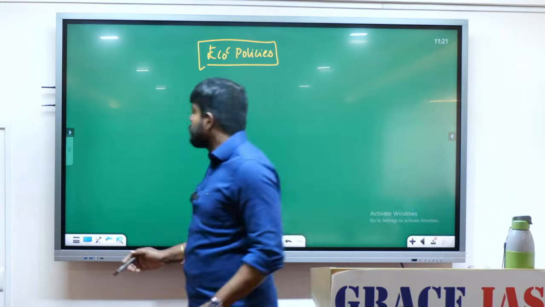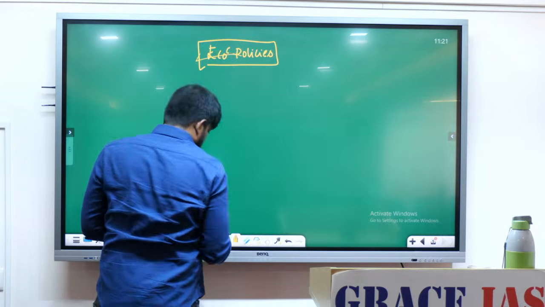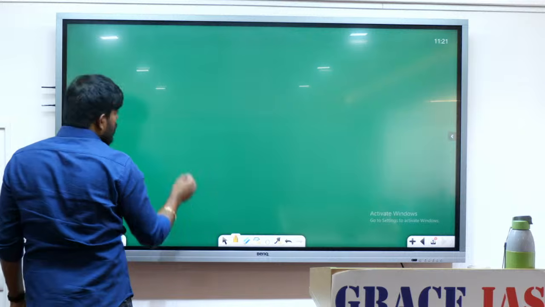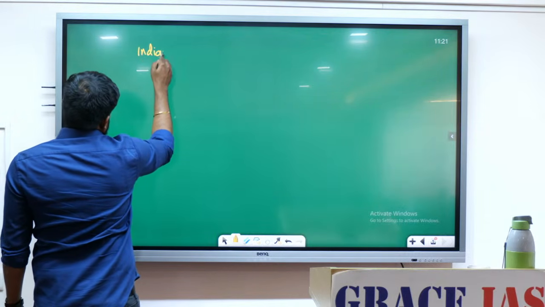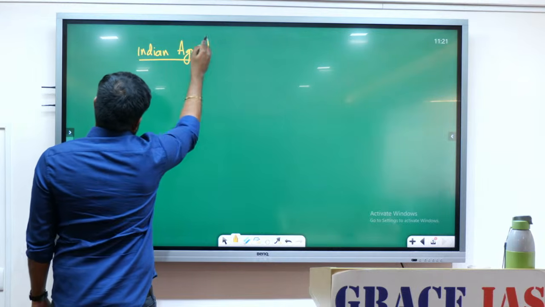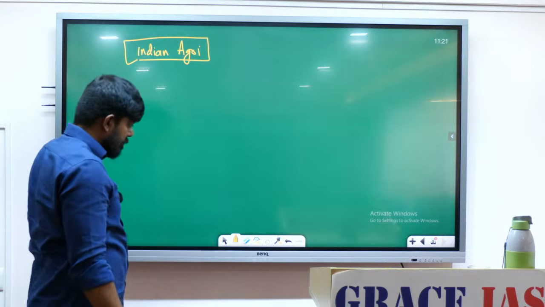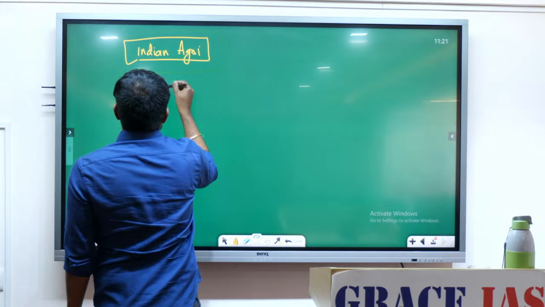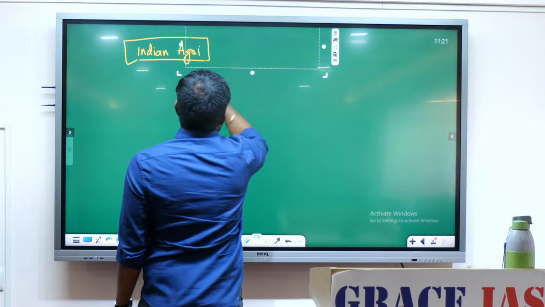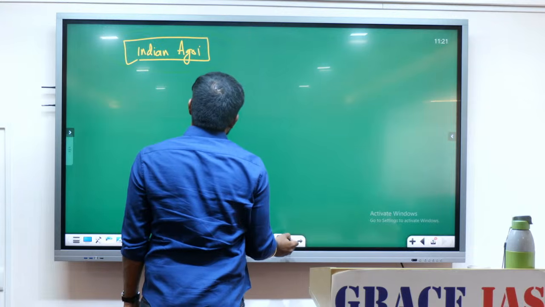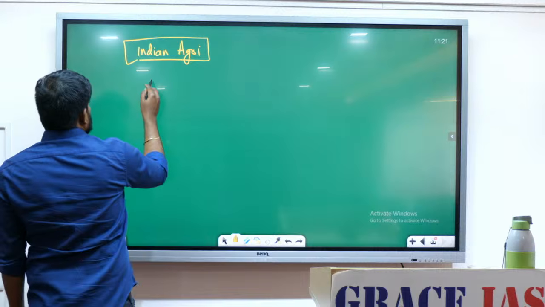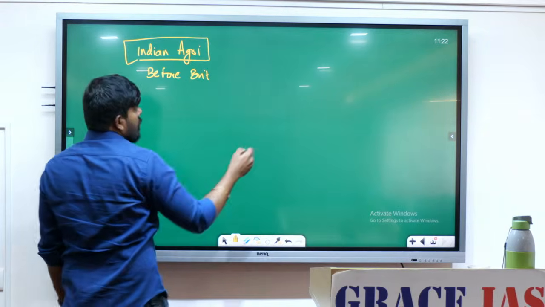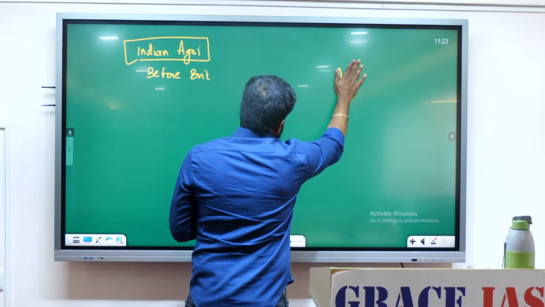Okay. So, now first we will try to understand the situation of Indian agriculture. Okay. So, what was the situation of Indian agriculture? So, before British and during British rule.